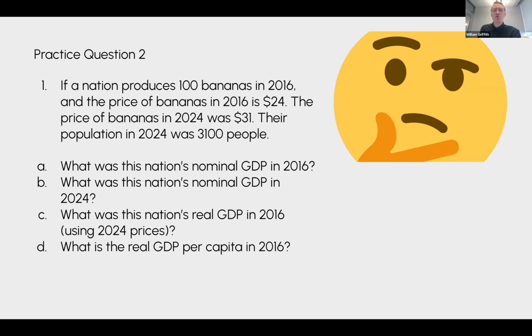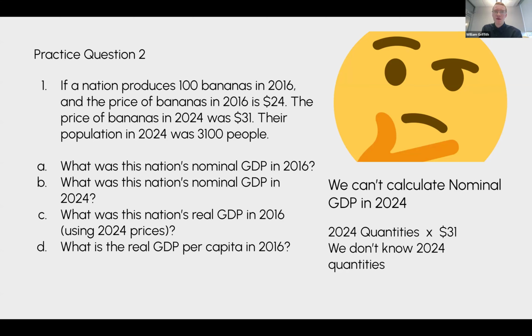So this one's a little bit more tricky because it's actually not doable. We can't calculate it because remember, we need the 2024 quantity times the 2024 price. Here we don't have a 2024 quantity. We only have a 2016 quantity. Thus, we can't calculate nominal GDP. We can only calculate real GDP with 2024. So we don't know the nominal GDP of this nation at that time.